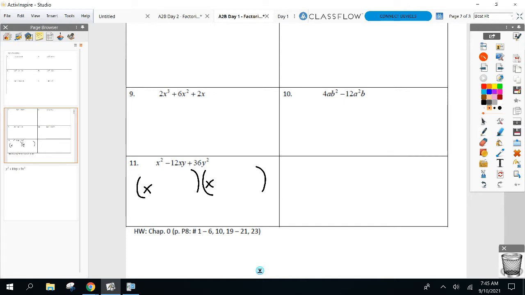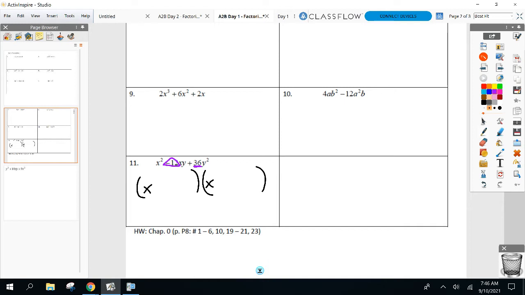2 numbers that multiply to, what's the last number up here? 36. So you think about 2 numbers that multiply to 36, but at the same time have to add to what? Negative 12. Yeah. Don't worry about the x and the y. Worry about the numbers right now. So think in your head right now. Start thinking about numbers that multiply to 36.